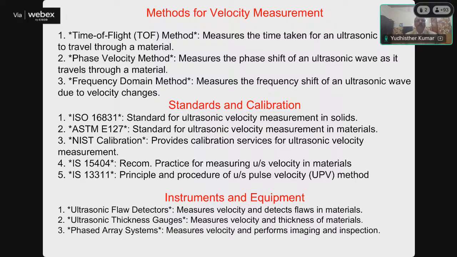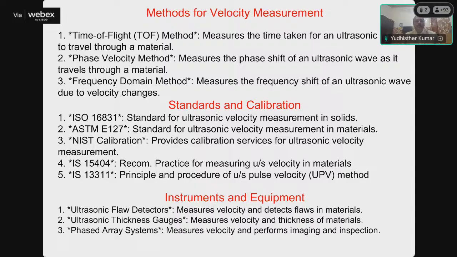Velocity can be measured by measuring the time of flight, the time taken for an ultrasonic pulse traveling through the material. And the phase velocity method measures the phase shift of an ultrasonic wave as it travels through the material. And the frequency domain method measures the frequency shift of an ultrasonic wave due to velocity changes.